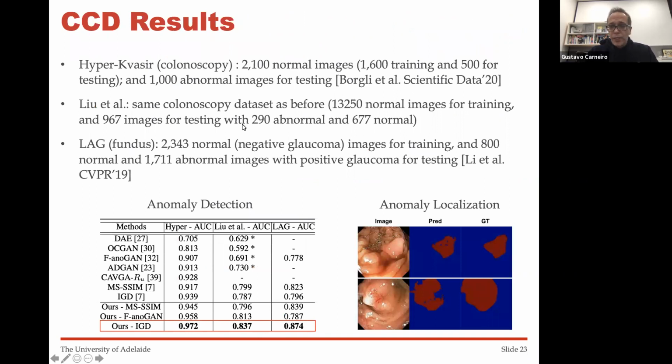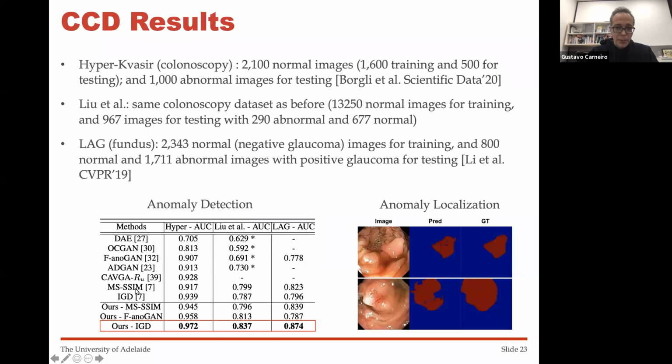And for this work, we actually tried 3 different data sets. The Hyper-Kvasir, which is a public colonoscopy data set with about 2,000 images, 1,600 for training, 500 for testing, and 1,000 abnormal images for testing. We used the same data set as before with 13,000 images, with 290 abnormal, 677 normal for testing. And then we also used LAG, which is the fundus images, with about 2,000 normal images for training, 800 normal, 1,700 abnormal.